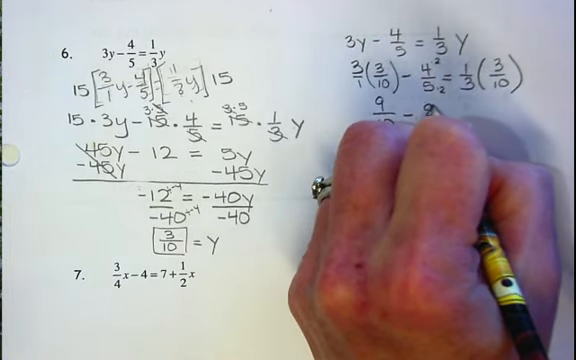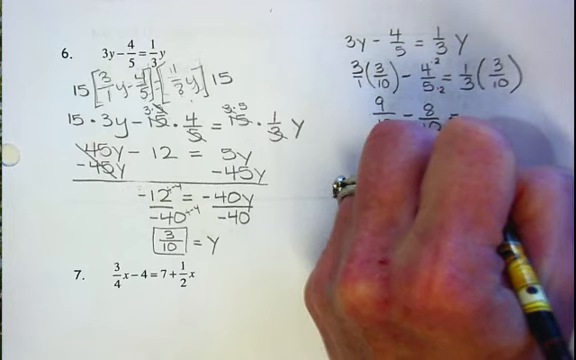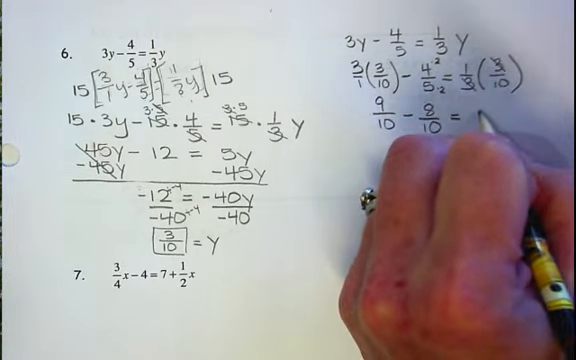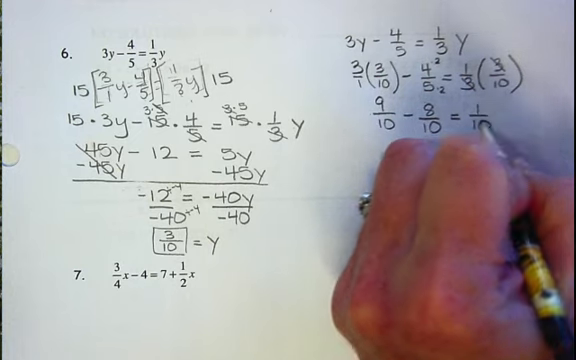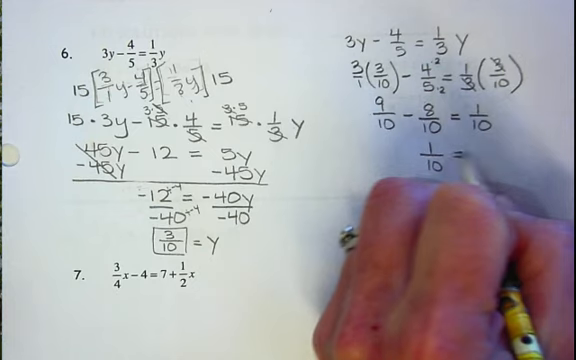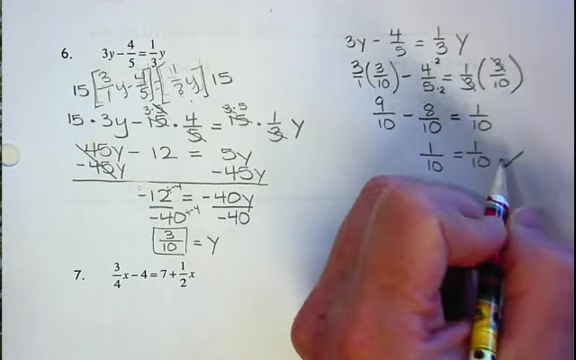I'm going to get 8 over 10 equals, over here I have a 3 that's going to cancel with that 3 and I'm going to get 1/10. 9 minus 8 is 1/10 equals 1/10. Check.